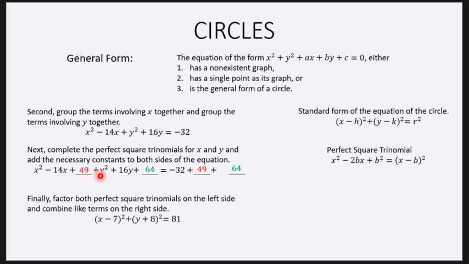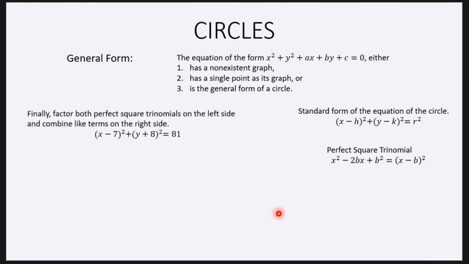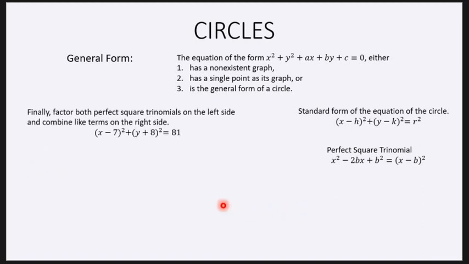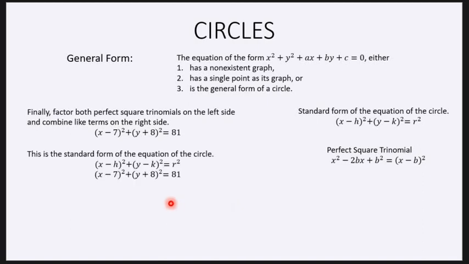So this trinomial here factors to (x minus 7) squared. This trinomial here factors to (y plus 8) squared. And these all add up to 81. So now I have the center-radius form of the equation of the circle. So what I can do now is identify the center and the radius of this circle, because it's now in that standard form.